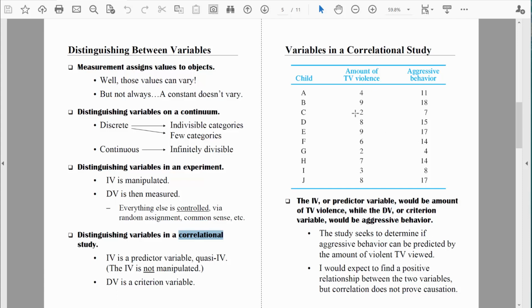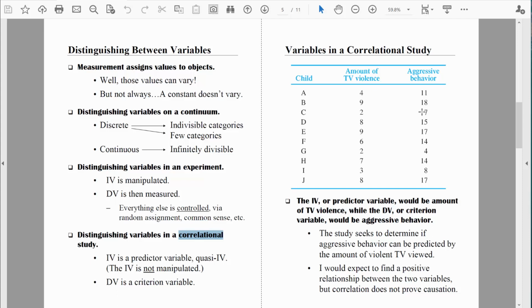We might find, for example, that the kids who watch quite a bit of violent TV, they do act more aggressively. And kids who watch very little violent TV, they act much less aggressively. In other words, we might find a positive correlation between these two variables. In this situation, a positive correlation means that as one variable increases in value, the second variable increases in value. So kids who watch more TV violence, they tend to act more aggressively. Now the flip side of that would be kids who watch very little TV violence, they tend to act less aggressively. That is an example of a positive correlation.